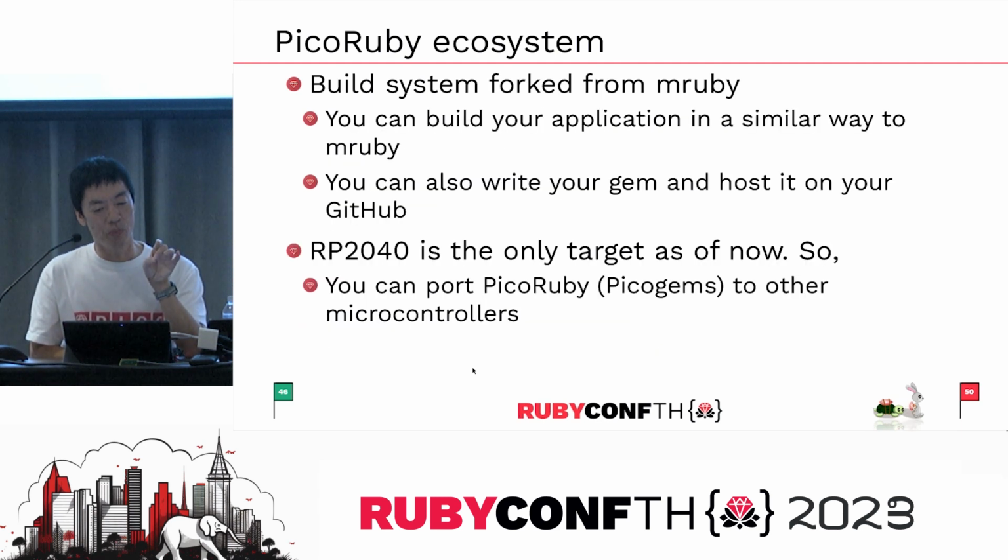The build system of PicoRuby is forked from mruby. You can build your application in a similar way to mruby. You can also write your own gem and host it on your GitHub. As of now, RP2040 is the only target. You can port PicoRuby to other microcontrollers. Let's do it.